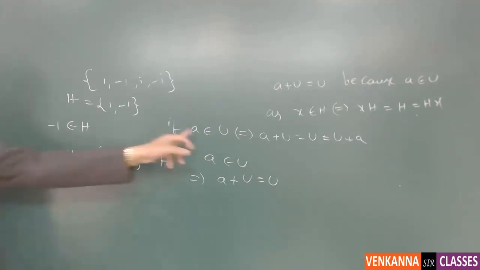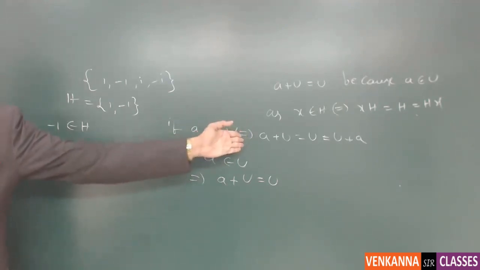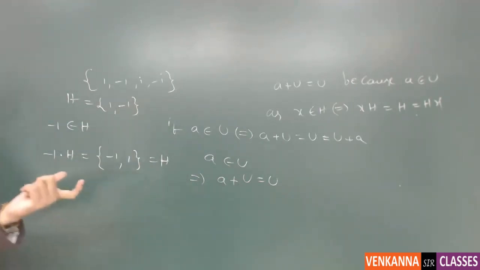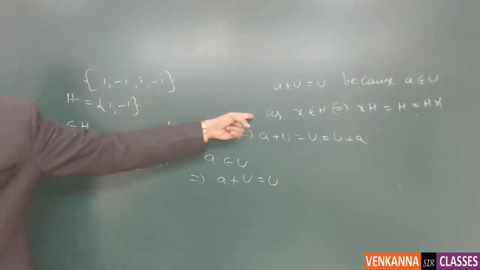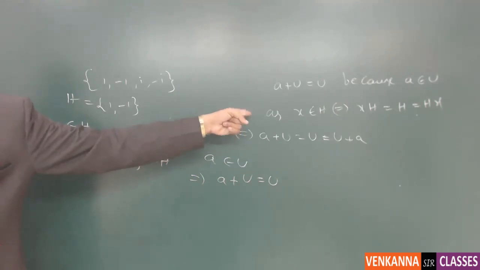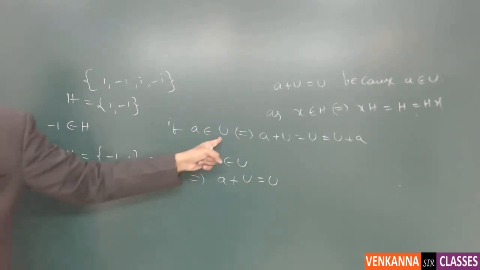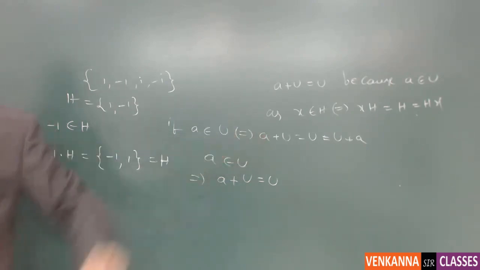Just like whenever a belongs to U, this thing will happen and this thing will happen. The only difference is the operation. In group theory, we calculate cosets with multiplication. In ring theory, we calculate cosets with the operation plus. That is the difference. Clear to all? Fine.